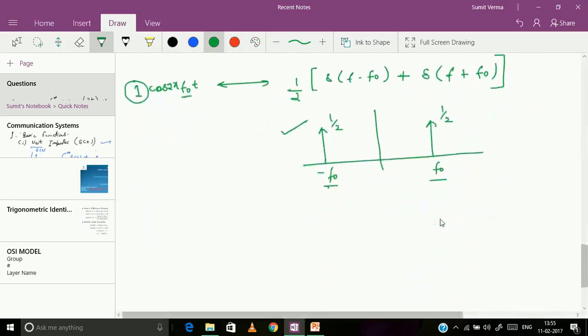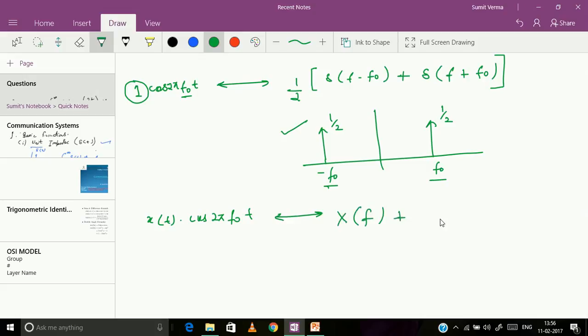So the modulation property will come into picture. If I have x(t) cos 2 pi f naught t here, multiplication in time domain, you know, is going to be a convolution in frequency domain. So it should be X(f) convolved with the Fourier transform of cos 2 pi f naught t, and we already know that it is equal to two impulses at f naught and minus f naught.